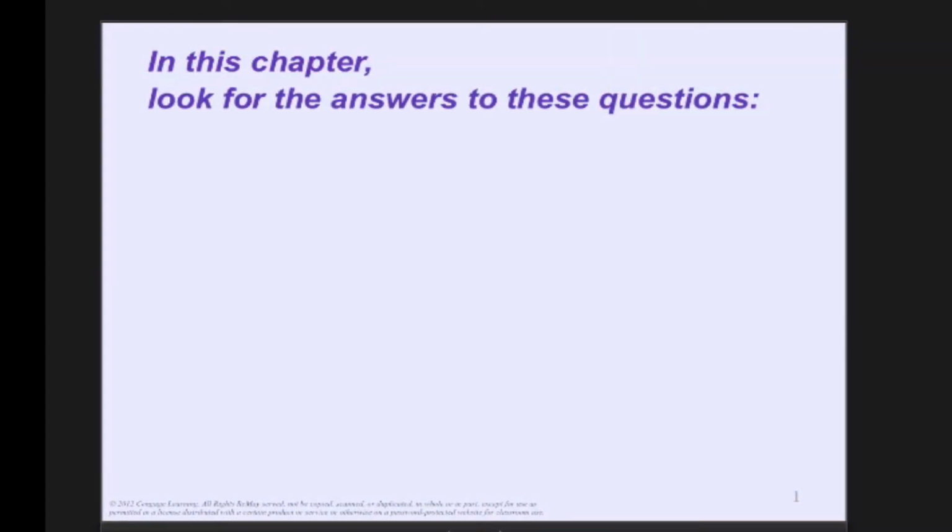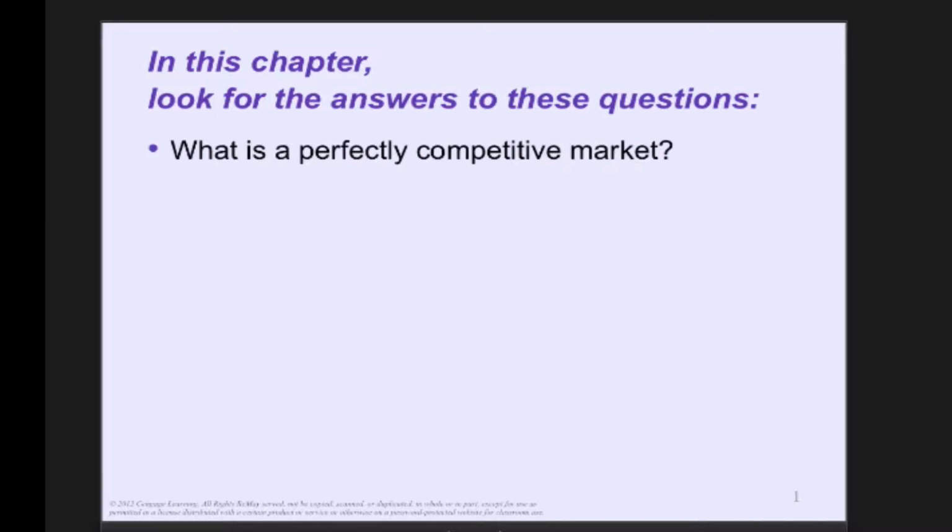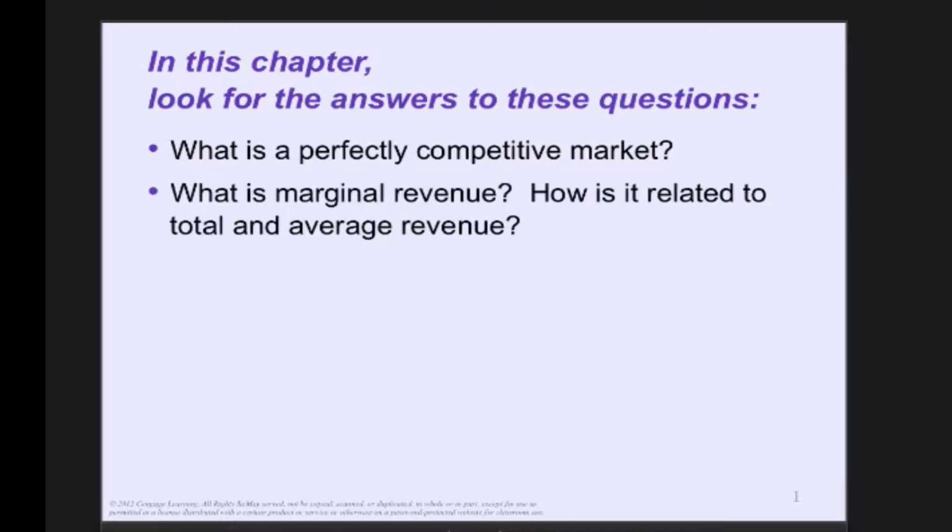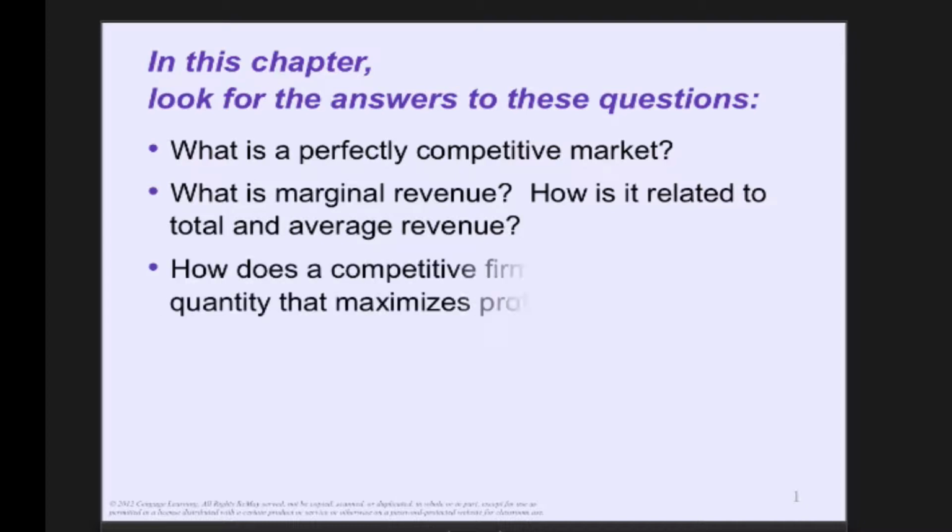So, again, this is what you're going to have to know to pass the chapter quiz. What is a perfectly competitive market? You're going to have to be able to define that. You're going to have to be able to define marginal revenue and relate it to total and average revenue. You're going to have to tell me how a competitive firm maximizes profits. What decisions does it have to make? What does a graph look like that shows profit maximization of a competitive firm in a perfectly competitive market?